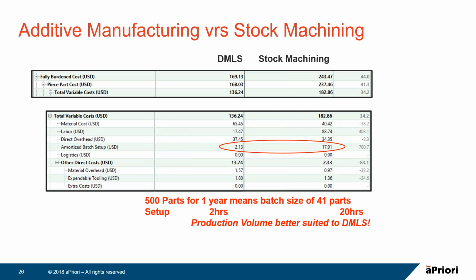So our production volume here in both scenarios was 500 parts over 1 year, which roughly works out at about 41 parts per batch per month. And our setup time is only 2 hours for DMLS, but for stock machining it's 20 hours. So the production volume suits DMLS a lot better, and that's a big contributor. If we have more parts in traditional manufacturing, like stock machining, the 20 hours would be amortized across a lot more parts, and it would be better suited to stock machining.